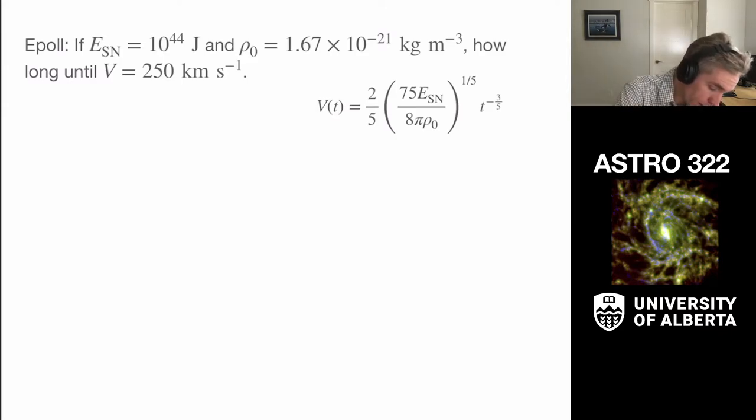So, let me ask you. If a supernova explosion has an energy of 10 to the 44 joules and goes off into a medium with particle density of 10 to the 6 per meter cubed, so that gives you this mass density here, how long after the explosion does V equal 250 kilometers per second? And so I helpfully reproduced for you the expression there, and you all can have some fun doing some solving.